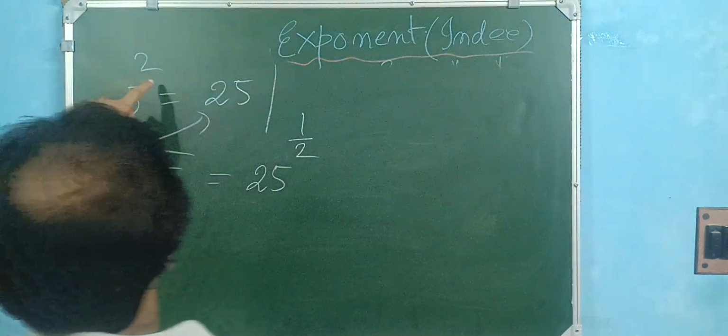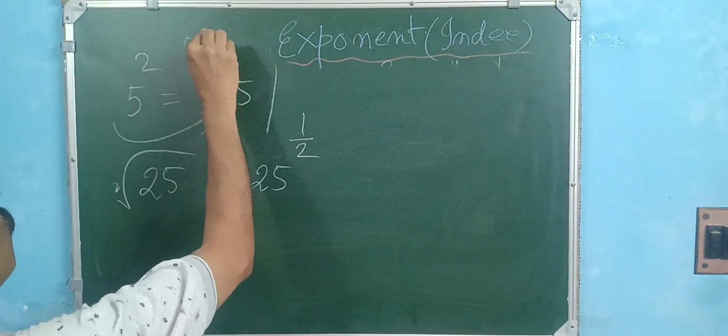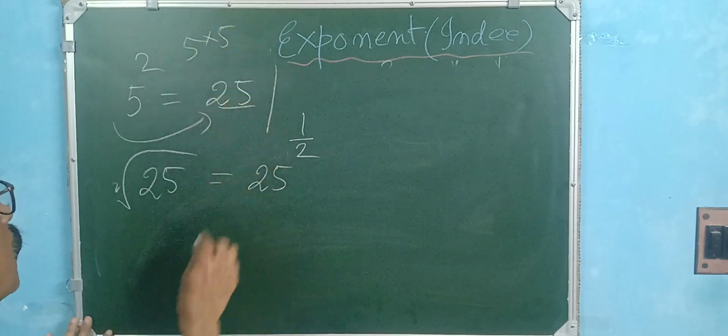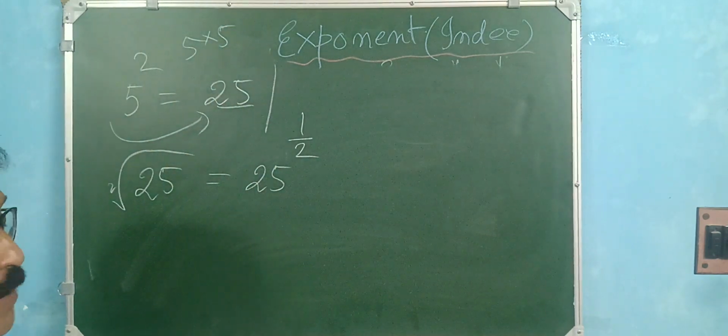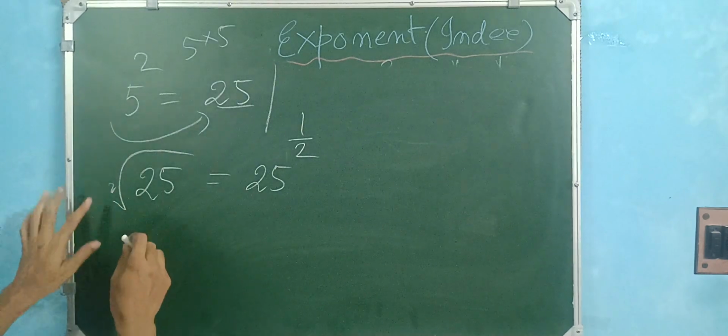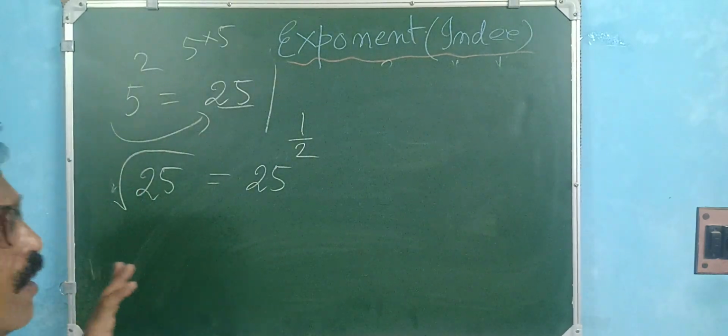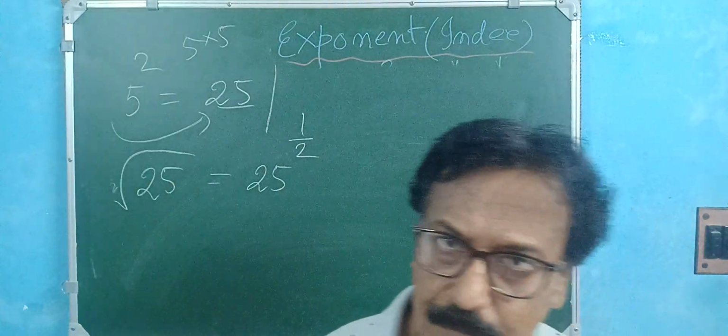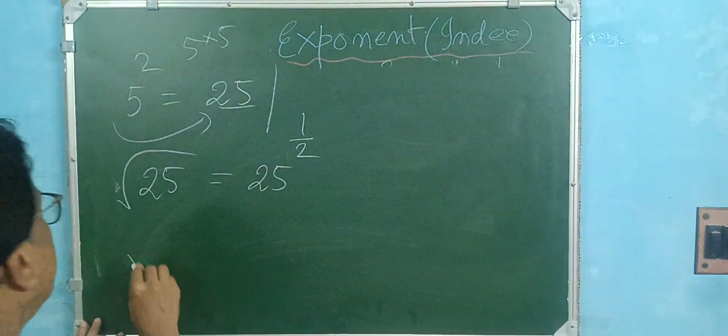Square means 5 square, that is 5 into 5, 25. Square root of 25. Square root means here that you write 2. In general, square root means 2. Cube root you write in this way.